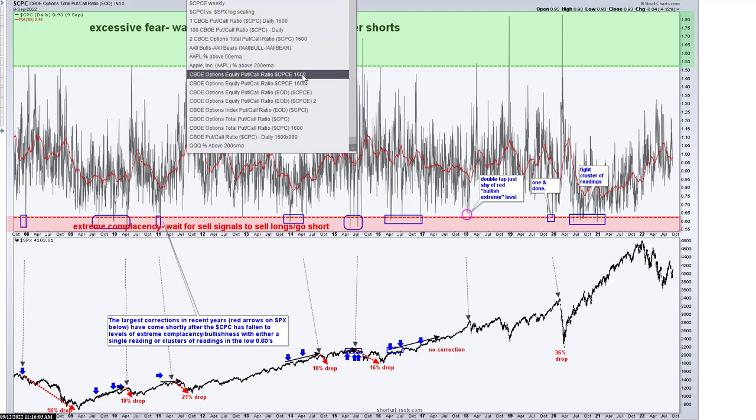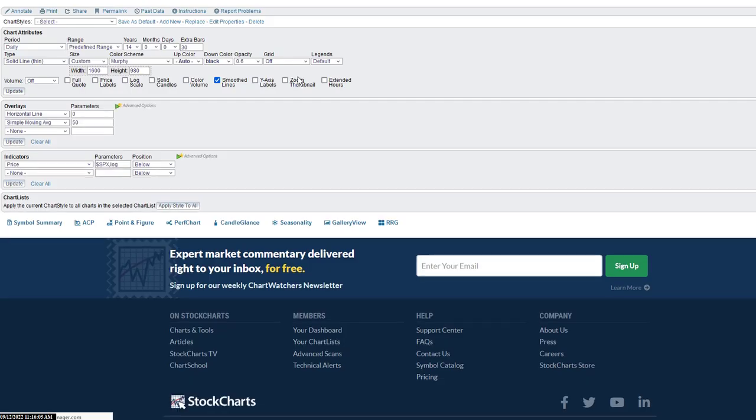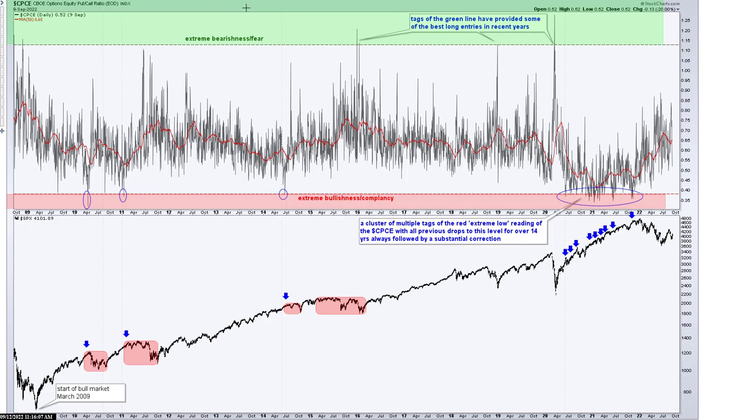I have the same thing done up for you somewhere. There it is. This is the equity only put to call ratio. Look at this thing. I mean, it's pretty dang accurate. This is where you want to buy when you see these spikes here. These were the two best buying opportunities in many, many years, the end of the fourth quarter in 2018 and when COVID hit. Then you had a very good one back here.